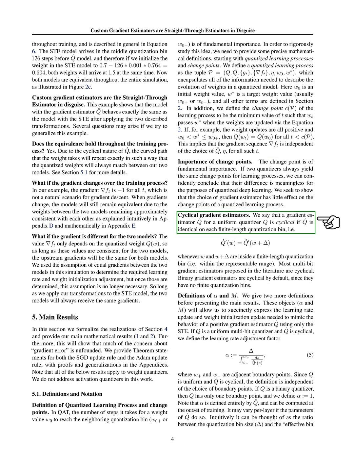We introduce the concept of cyclical gradient estimators, where a gradient estimator HAT-Q for a uniform quantizer Q is considered cyclical if it remains the same within each finite-length quantization bin. Most multi-bit gradient estimators proposed in literature are cyclical, and binary gradient estimators are inherently cyclical due to their lack of finite quantization bins. Two key definitions, alpha and m, are introduced to facilitate the learning rate update and weight initialization update required to mimic the behavior of a gradient estimator HAT-Q using only the straight-through estimator, STE.